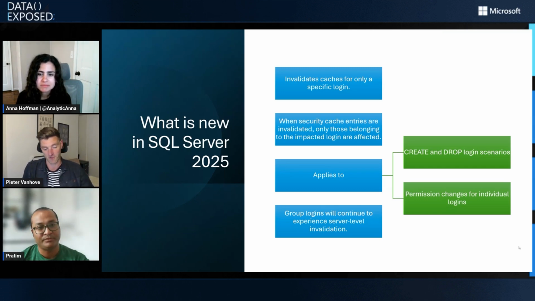It currently applies to the commands create and drop login, and before we go GA, we will also have the alter login scenarios included. On top of that, it also applies to permission changes for individual logins. What we currently don't support is group logins. So if you have group logins on your SQL instance, you will continue to experience the server level invalidation, and not yet the login specific. But we're working on that. Unfortunately, we don't have any timelines there.